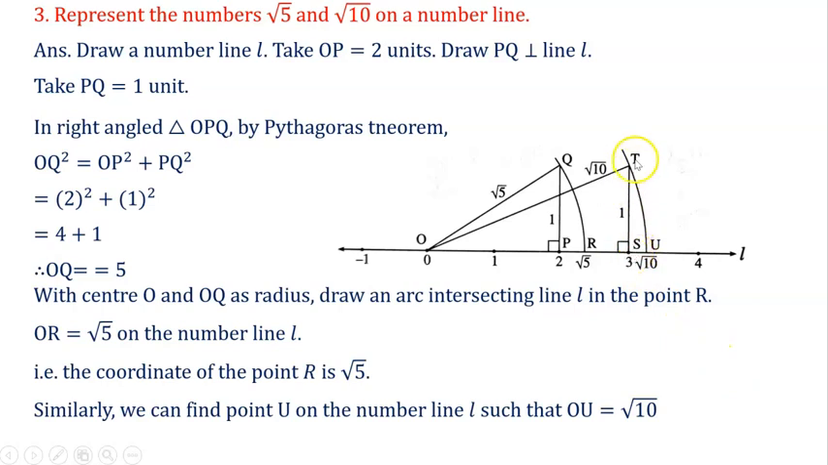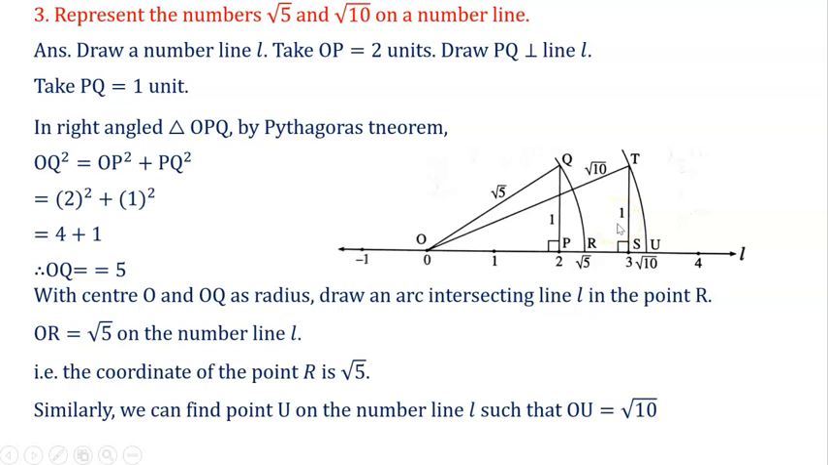Similarly here, draw the perpendicular ST and take this distance OT as a radius. Draw this arc. It will intersect the line L at the point U, and this distance is nothing but root of 10. How is it root of 10? That is, this OS distance is 3. 3 square is 9. Again, this ST square, that is 1. 1 square is 1. 9 plus 1 is 10.